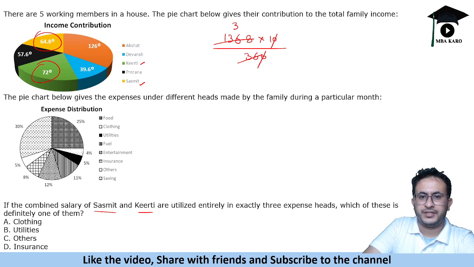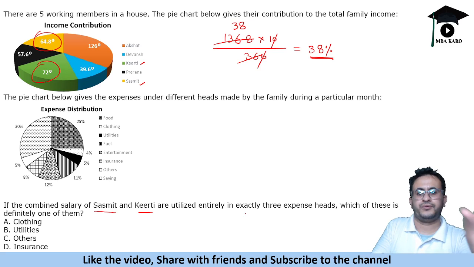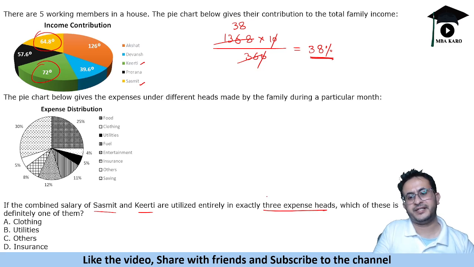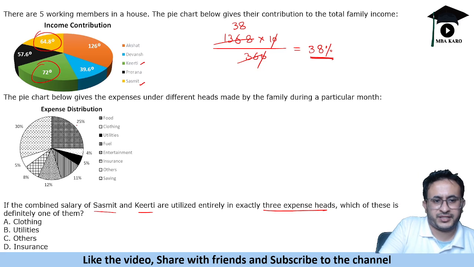36 into 3 is 108. 28. 288 is 36 into 8. So these two combined have 38%. Now we need to tell 3 expense heads that add to 38%. Okay, so we have to see how can we make 38.